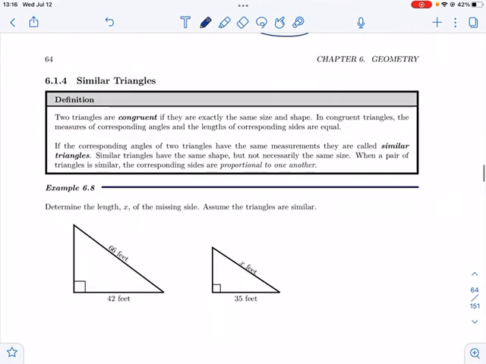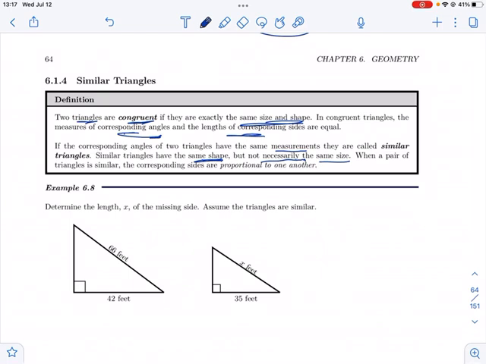Okay. Now another concept, we have similar triangles. We say that we have two triangles that are congruent if they are exactly the same size and shape. They are exactly the same. If the triangles are congruent, the measures of the corresponding angles and the corresponding sides are equal. But sometimes we have similar triangles. If the corresponding angles of two triangles have the same measure, they are similar, even if the sides are not equal.